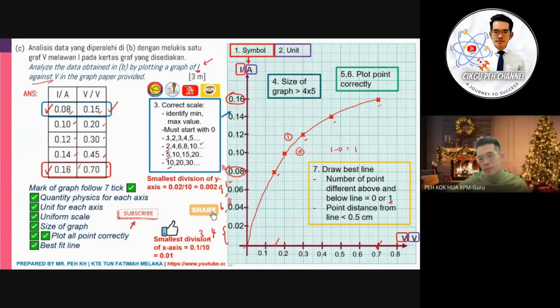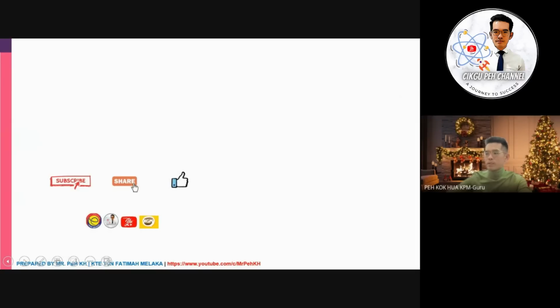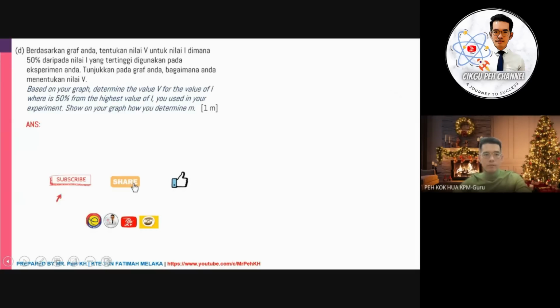I can draw all the points in the line, but here I am still able to fulfill the requirement of the question. So this is the graph we get from the question, where we plot I against V. Now let us see what question I am going to ask on the graph.